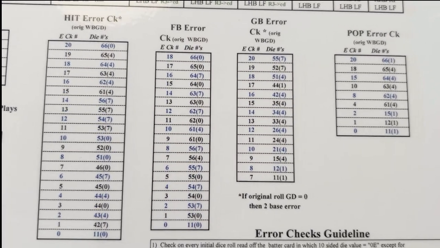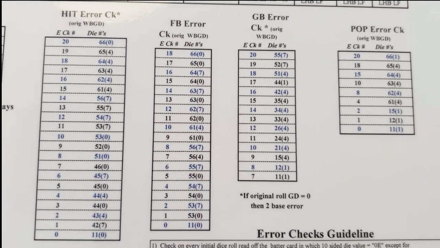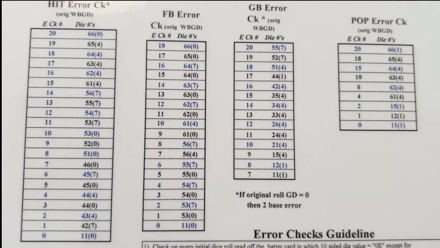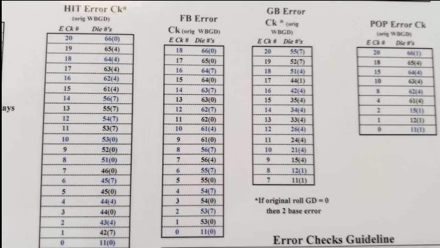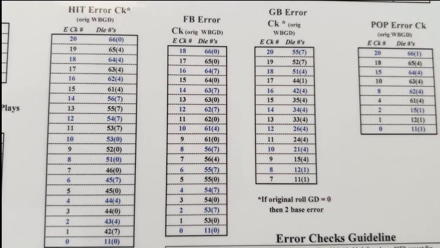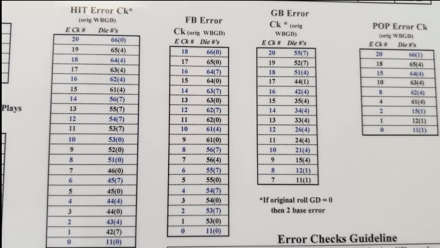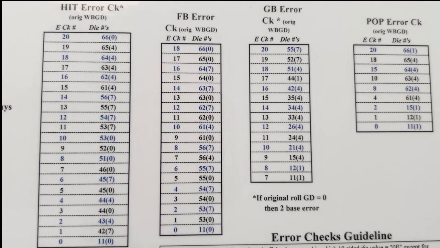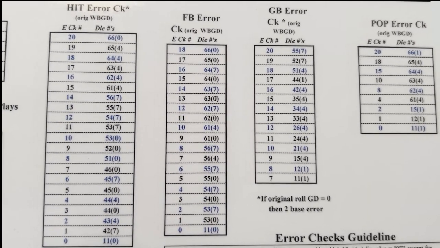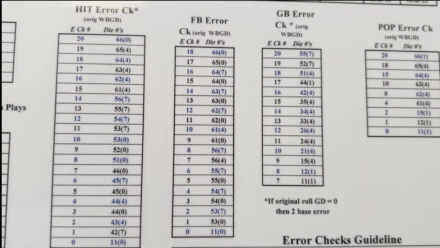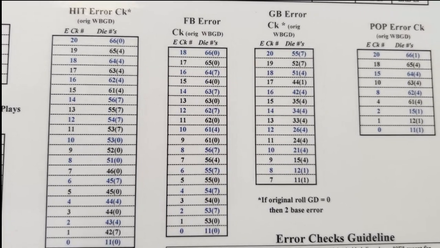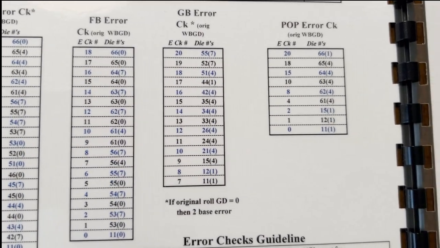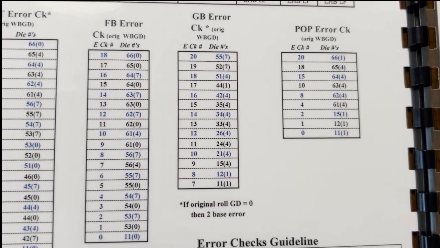And you can see on the ground ball chart, I'm not going to go into this too deeply, but if you look at the very top row in each case, you see for hits, if their error rating is 20, which is the best, 66 (0). Fly balls, you don't even see a 20. It starts at 18. A 20 doesn't make an error on a fly ball, or a 19 doesn't make an error. 66 (0). Ground balls, 55 (7), and then pop-ups 66 (1).